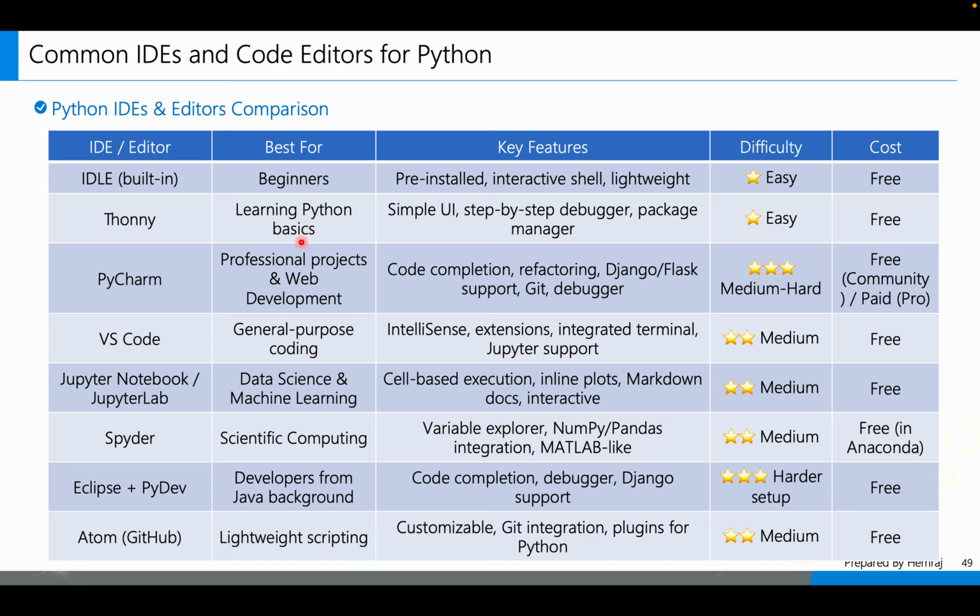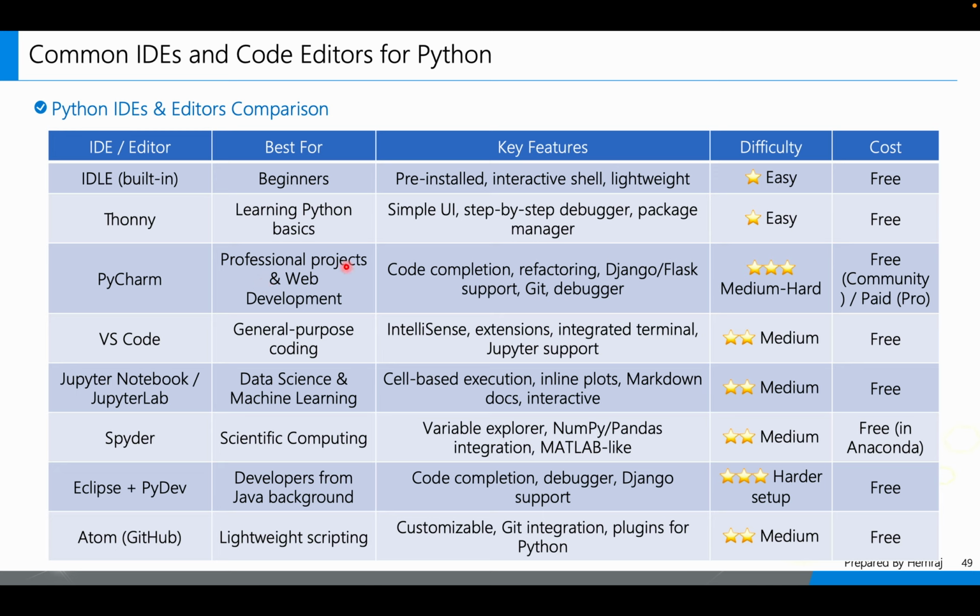These slides show you the common IDEs and code editors for Python, compared, right? The same is already here. IDLE is built in. Best for beginners. Key features: pre-installed, interactive shell, lightweight. Difficulty: very easy to use. Cost: free, no cost required, right? Thonny: learning Python basics, simple UI, step-by-step debugger, package manager. The use is also easy and also cost-free, right?